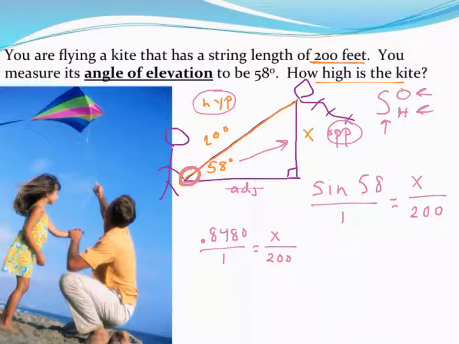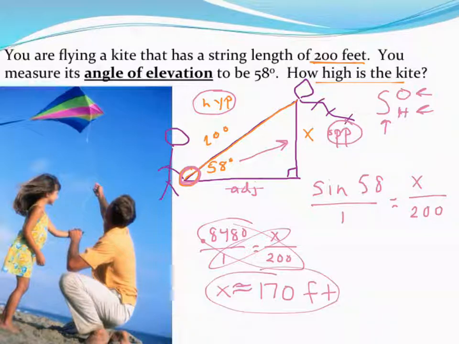If I finish solving this, I'll cross multiply. 1 times x is just x. When I cross multiply the other way, 200 times 0.8480, I'll round that to the nearest whole number, so approximately, I end up with an approximate answer rounded to a whole number of 170. Remember, we were finding the height of a kite, so I'm going to use a label with that. That kite must be 170 feet in the air.